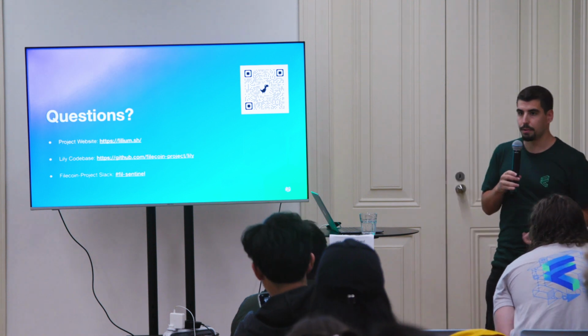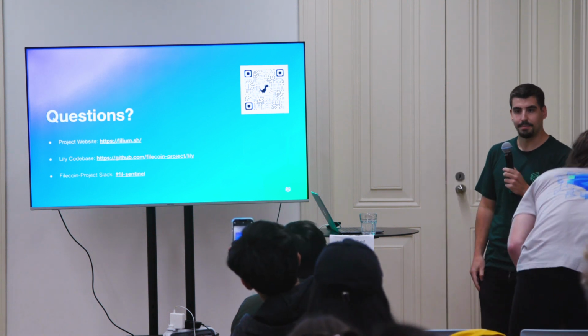So if you have any questions for me or for Forrest? Yeah, I have a question for the Lily side. If the FIP for actor events gets passed, would Lily still have to diff the states, or could all of the data just be derived from the actor events?